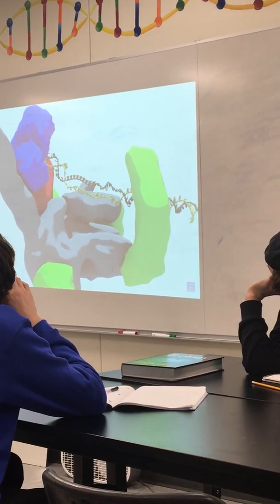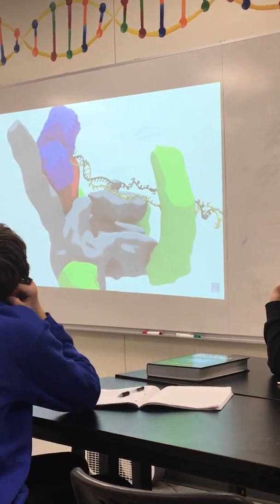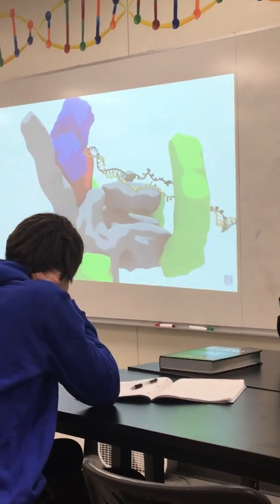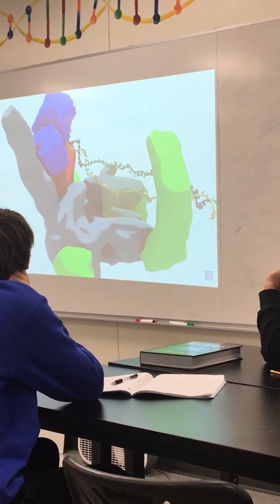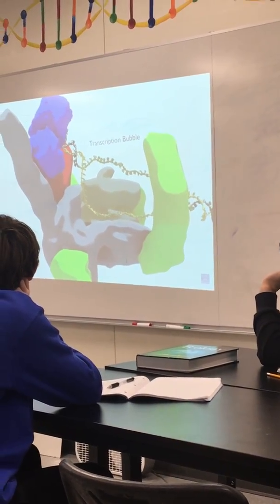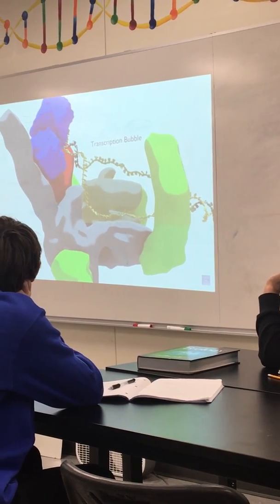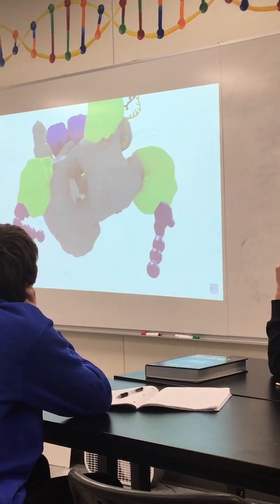This separation depends on TF2H, which uses energy from ATP hydrolysis to unwind the DNA and promote strand opening. The short stretch of DNA with unpaired strands is called a transcription bubble. The opening of the transcription bubble exposes the template strand, which will be used to form a complementary RNA strand.